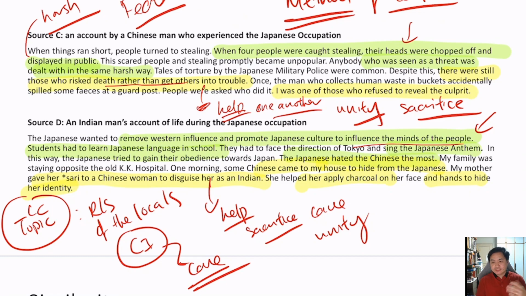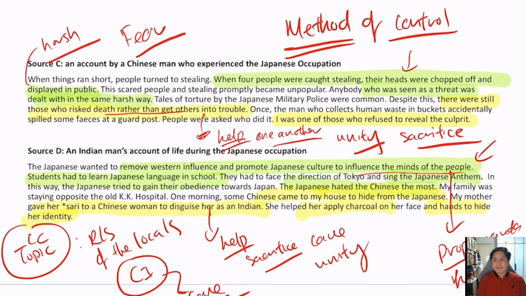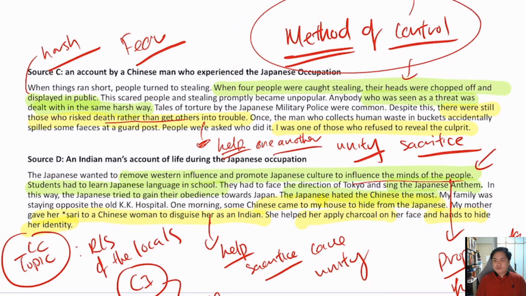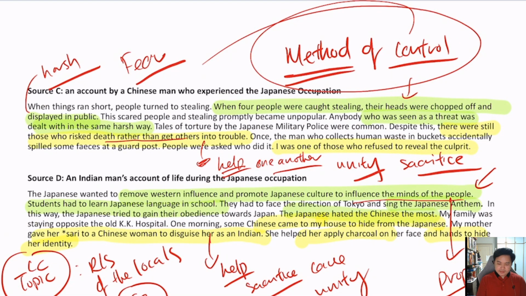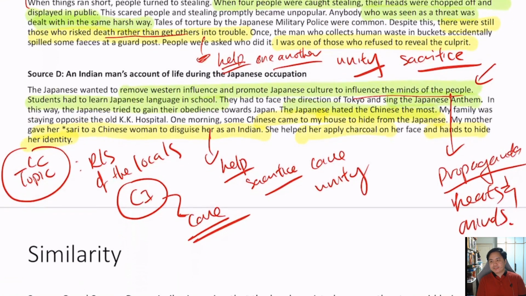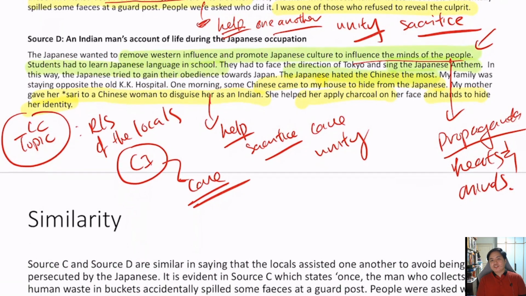Cutting their heads off. This is through harshness. Here you see trying to control the minds, bringing them to Japanese, making them learn the Japanese language. So here is more propaganda, control through propaganda, right, to the hearts and minds of the people. So again, look carefully. My main topic would be the method of control, right? And then when I look below, I see the two methods. One is propaganda from source D, and the other is harshness from source C. And that is how you should annotate your source before you write down your actual answer.